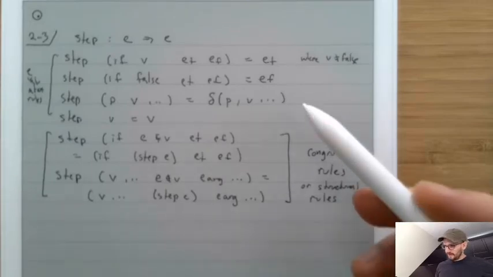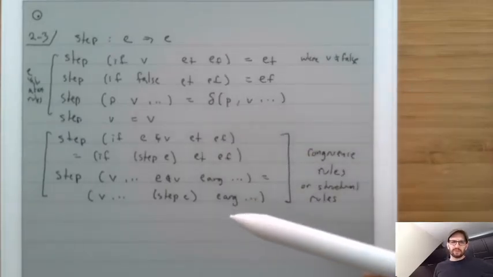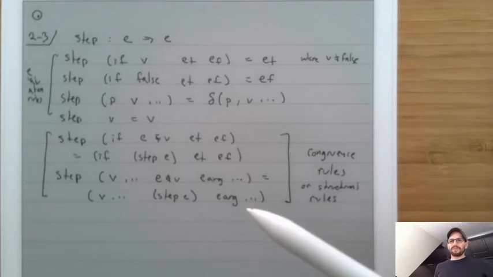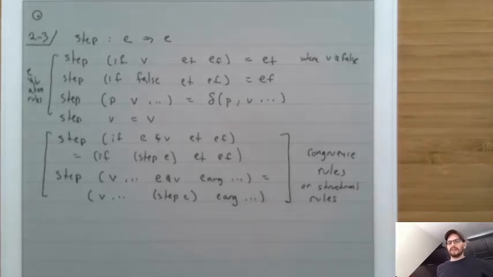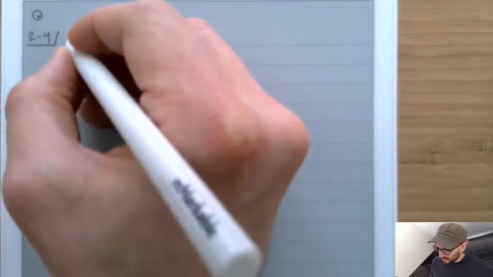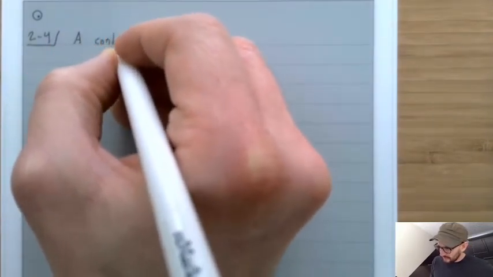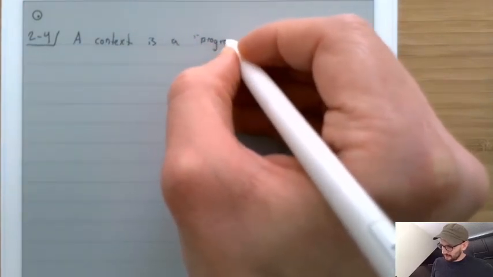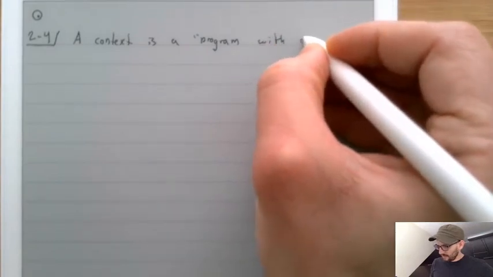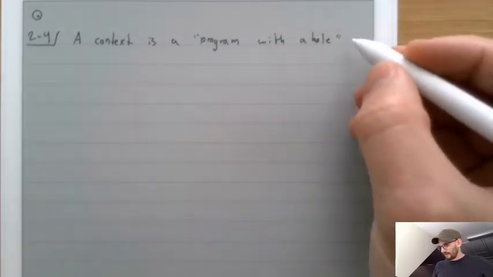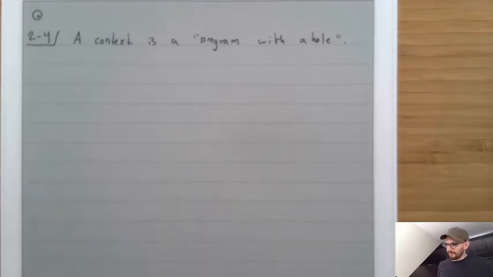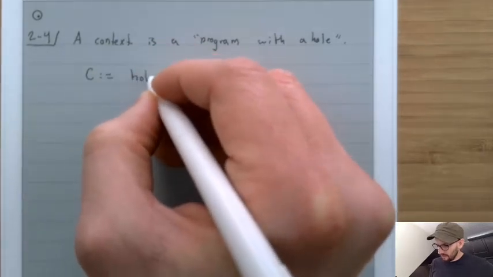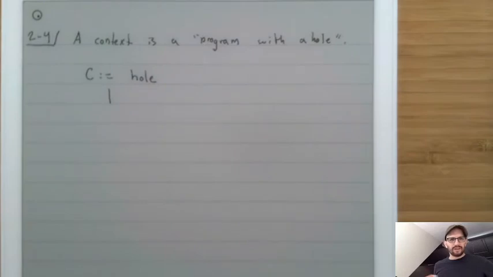So we have our evaluation rules, we have our congruence rules. What we'd like to be able to do is factor out these congruence rules and have them specified in a separate way. We do that with a tool called a context. A context is a program with a hole. Okay. So what does this mean, a program with a hole? So we write down a context with the symbol C. And so we either have a hole or we have one of the different kinds of programs.